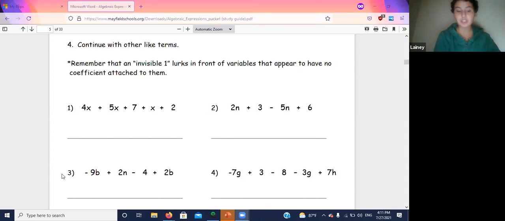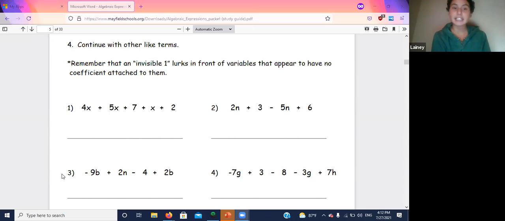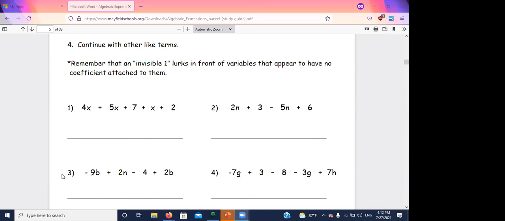Are you doing okay with number 3 or do you need some help? Oh no, I got it. Yeah. Okay. I also did number 4, so yeah. I'm ready though. Yeah. Could you repeat that, please? I'm ready. Okay. And what's the answer? Negative 7b plus 2n minus 4.